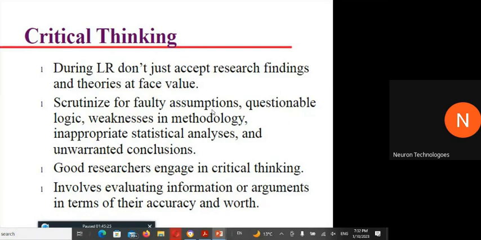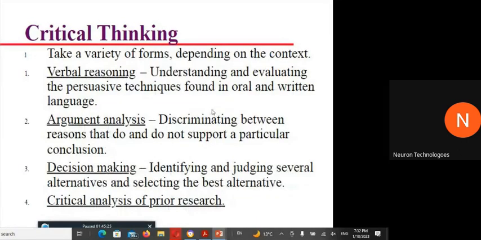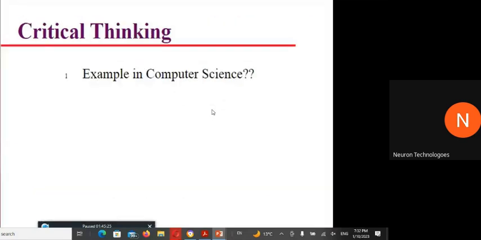So these all basically tell you this thing. And critical thinking and critical thinker research, they always introduce a new thing to the world while interpreting different things through the human brain: critical thinking, scientific method, and other things as well. So verbal reasoning, argument analysis, decision making, critical analysis of prior research. So these are some of the critical thinking resource processes through which you can do this thing.